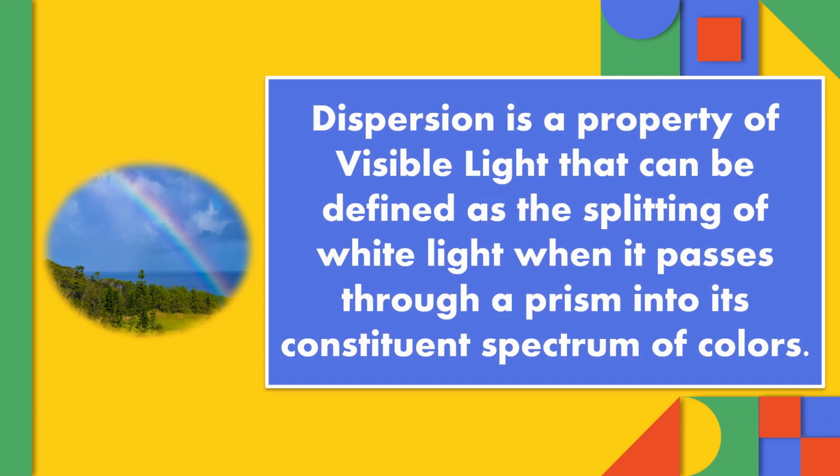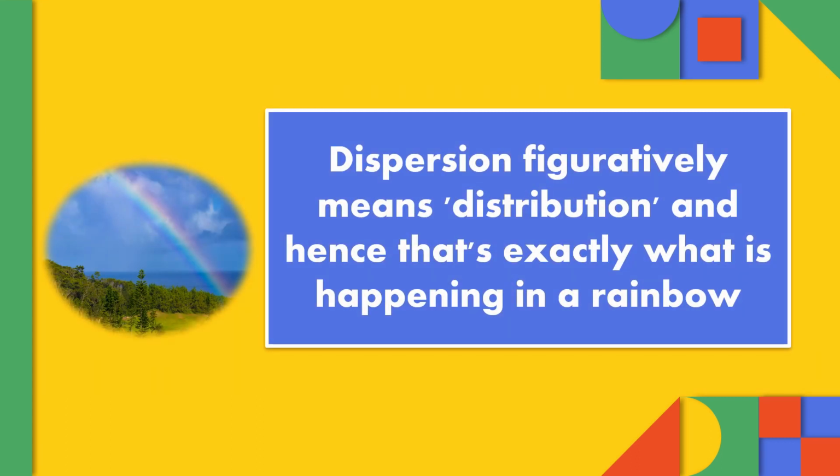Ano yung dispersion? Dispersion is a property of visible light that can be defined as the splitting of white light when it passes through a prism into its constituent spectrum of colors. So, ang dispersion ay ang splitting of white light or paghihiwalay ng white light kapag siya ay dumaan sa prism. Dispersion figuratively means distribution, and hence that's exactly what is happening in a rainbow. So, kaya nagkakaroon ng rainbow because of dispersion of the sunlight or white light.